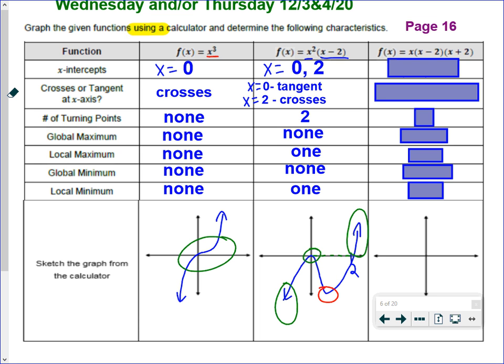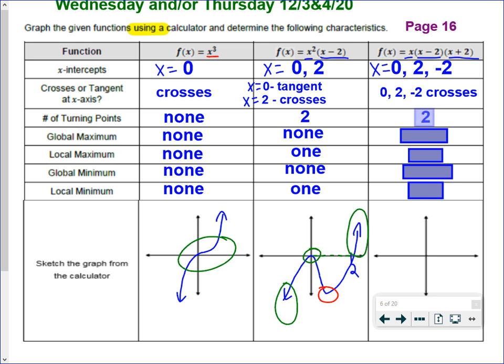And for the last function over here, we have f of x equals x times x minus 2 times x plus 2. We see we have 3 factors now, so we're going to have 3 different x-intercepts. And we can see that it's going to be x equals 0, x equals 2, and x equals negative 2. We get that from our factors over here. Do they cross, or are they tangent at the x-axis? All 3 of them just cross through the x-axis. You can see that on the graph you have up.